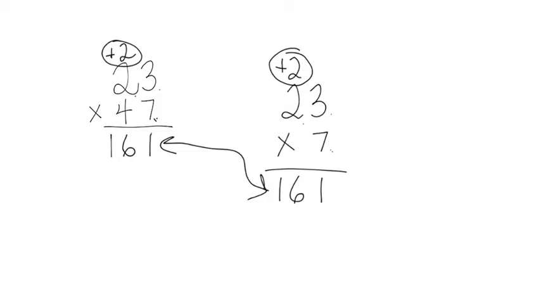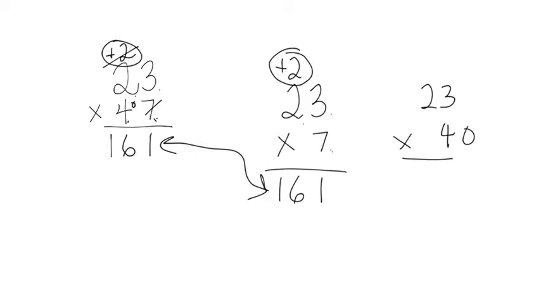Now I'm going to move on. I'm done with the 7 and I'm done with that 2 that I regrouped. But I also have to remember to multiply 23 times 40. Because remember, this is not just a 4. It's a 4 in the tens place. So we're multiplying 23 times 40.